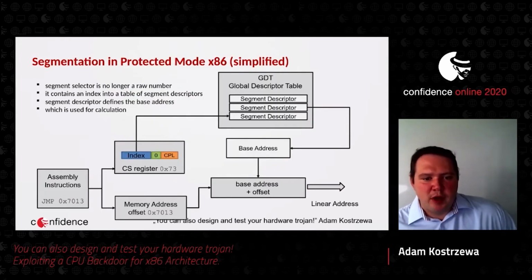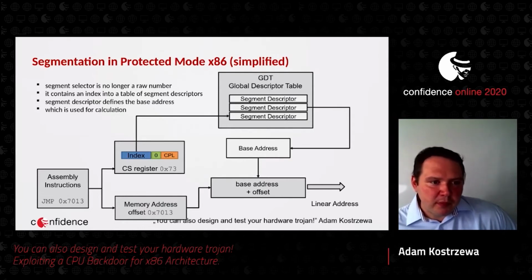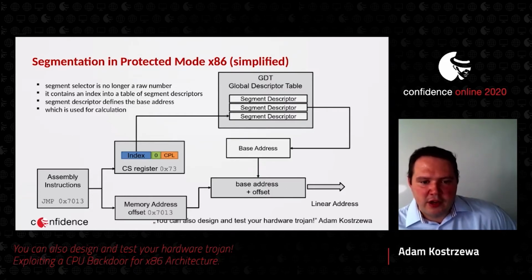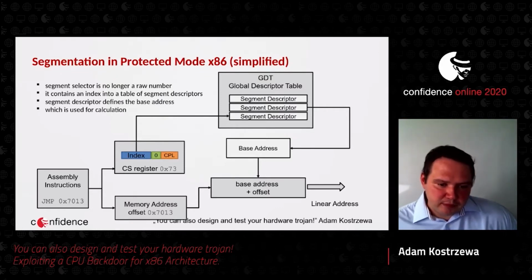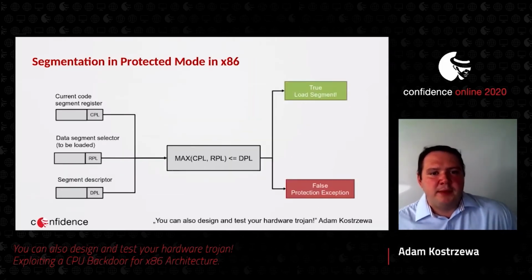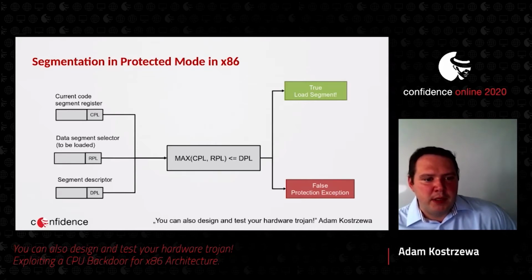If we have a protected mode, then your code segment register doesn't have a raw number, but it contains an index into a table of segment descriptors. And the segment descriptor is providing you a base address. Plus, it also has a CPL value. It also stores the current CPL value of your processor. So segmentation protection mode boils down to what you see right now on the screen.